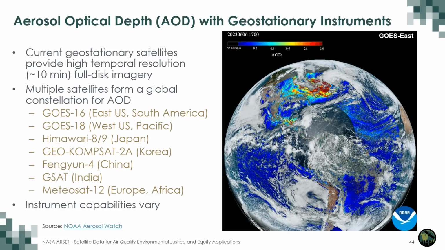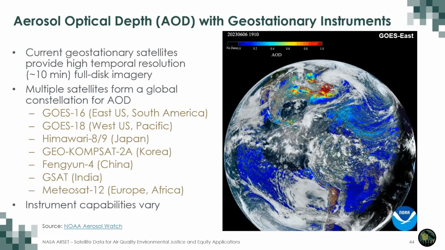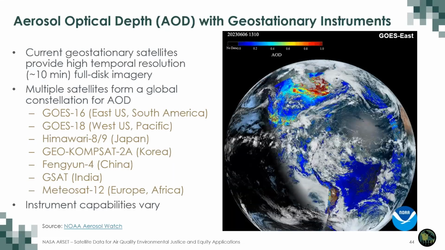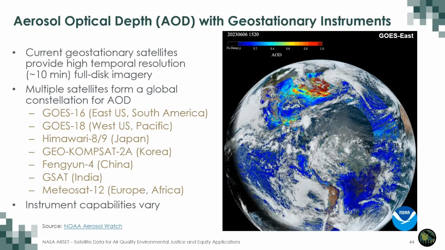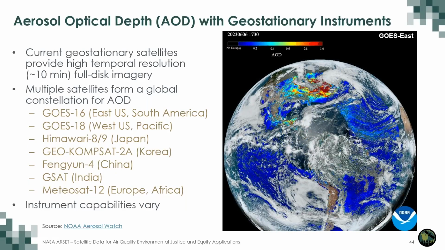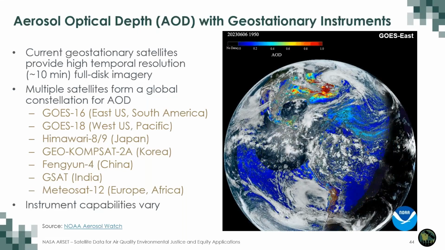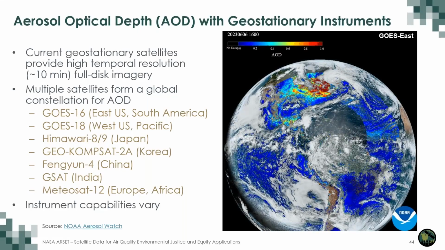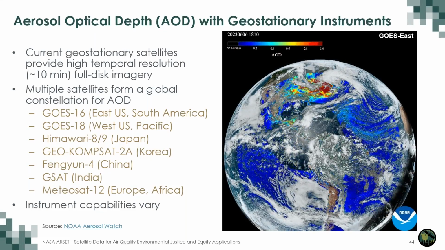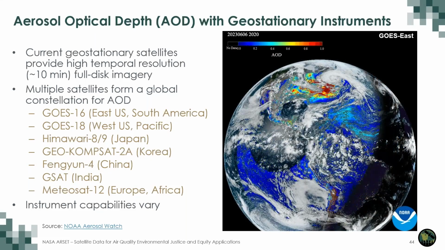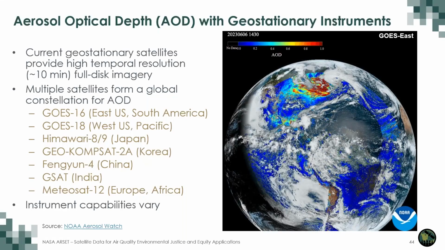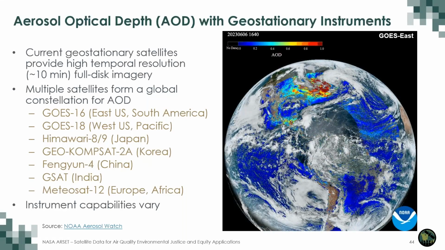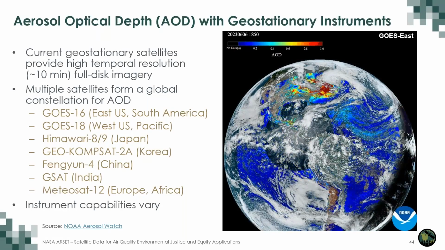While I've been talking about MODIS and VIIRS, which are polar orbiting instruments, I also want to mention geostationary instruments providing AOD data. The key advantage here is the higher temporal resolution available with geostationary instruments. For example, the instruments covering North America are capable of scanning the full hemisphere about every 10 minutes. This makes geostationary AOD very useful for tracking rapidly changing atmospheric pollution events, especially wildfire impacts.